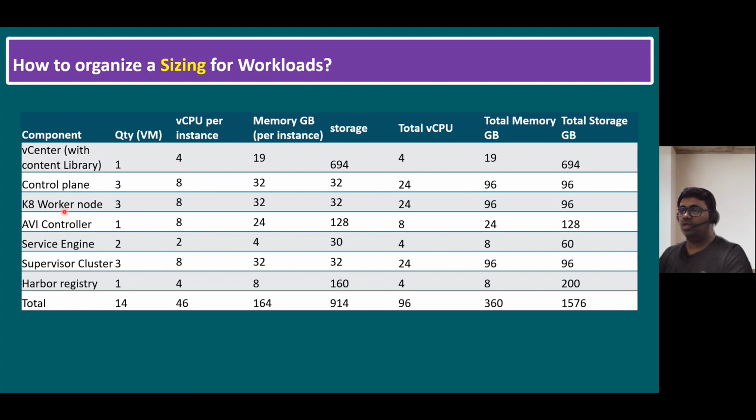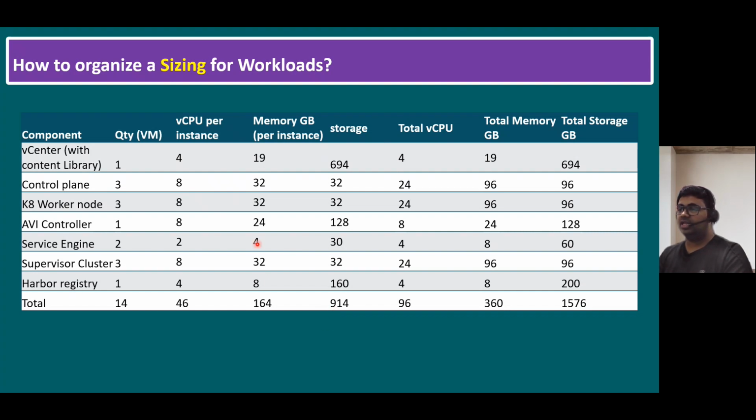Same way we can write all the sizing for worker node, AVI controller, that means NSX AVI controller, service engine, supervisor cluster, and also we have to include a Harbor registry. This is just an example table I've given. Similarly, you can perform this when your customer is asking you for a sizing requirement. So this is one example table.